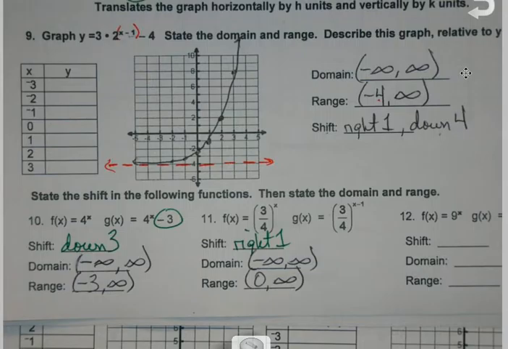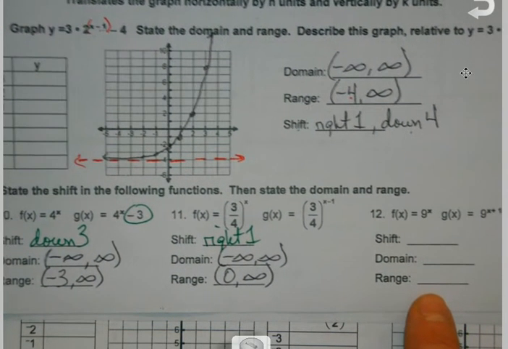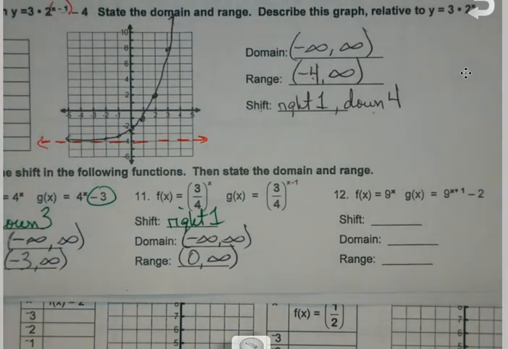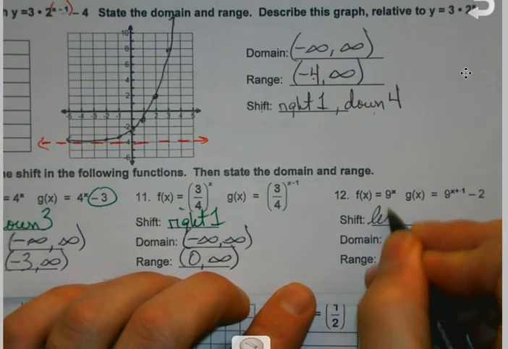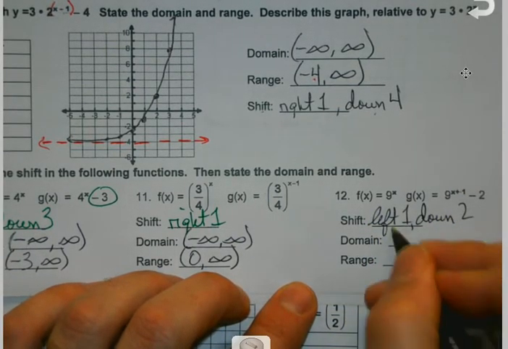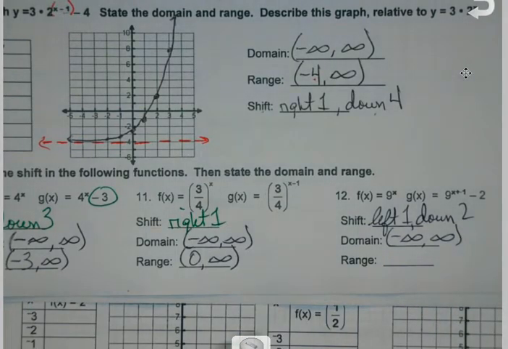That's my default. Unless you see an up or a down shift, that range is going to be 0 to infinity. Every time. Not even an exception, which we normally can find. And then last one. Oh, we got double shifting. All right, what are my 2 shifts? Left 1 from the exponent, down 2 from the end. Still doesn't change my domain. I can shift and stretch and all sorts of things. Doesn't do a thing. What about my range?